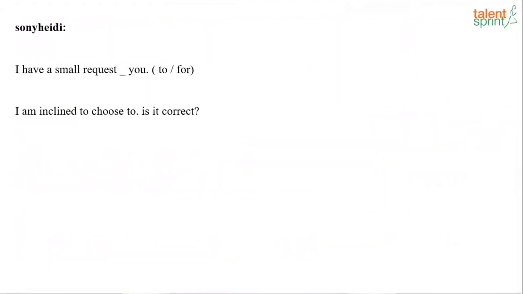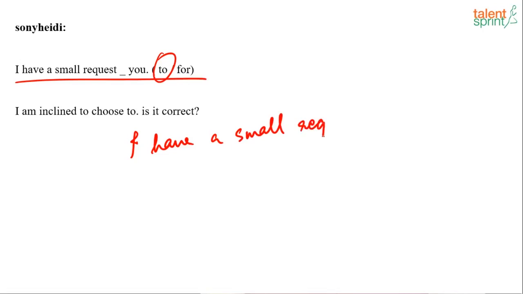Okay, I have a small request to you or for you. Now, you are inclined to use "to", but it is actually wrong. Here the statement, I have a small request. If I have to use "to", I will make it in this way: I have a small request to make to you. Okay?